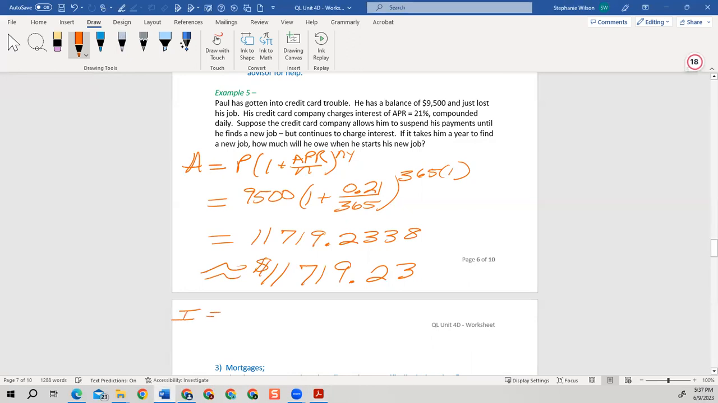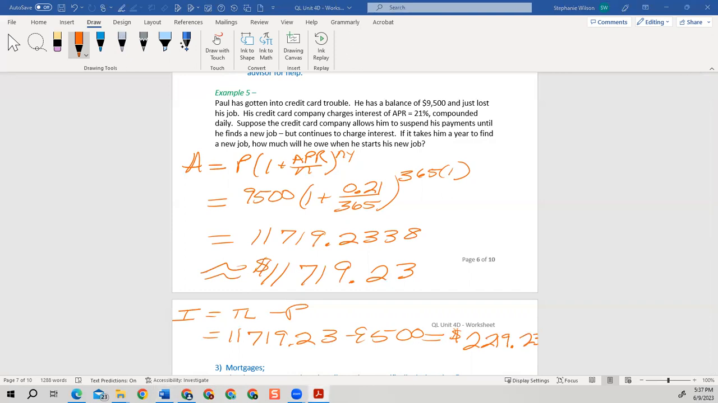We're going to take the total loan and minus the principal. So the total loan was 11,719.23 minus the 9,500. So in that 1 year's time, not talking the day after, just that 1 year's time, he's grown or increased to $2,219.23 in just interest alone.